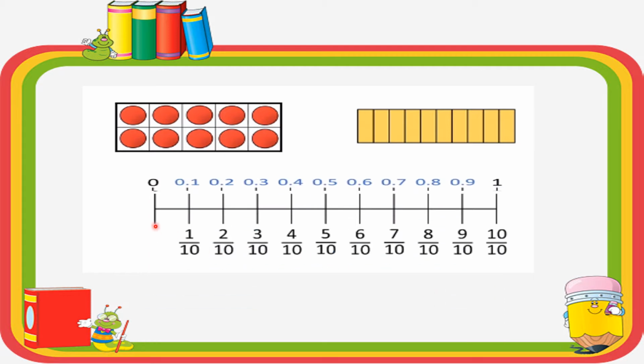Now, when written as a decimal, remember from our first video, 1 tenth is the same as 0.1, 2 tenths 0.2, 3 tenths 0.3, 4 tenths 0.4, and on and on until we get to 1.